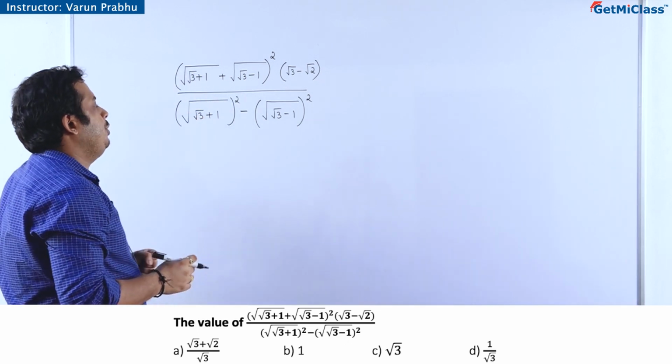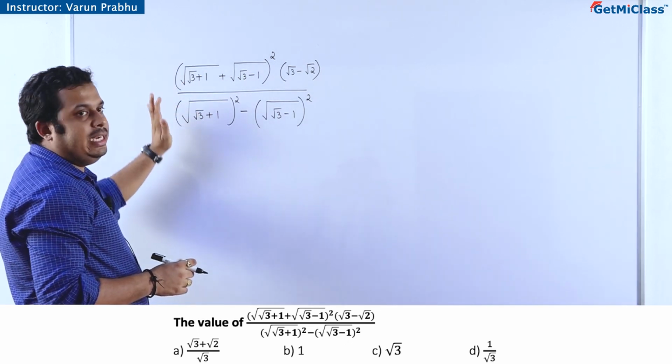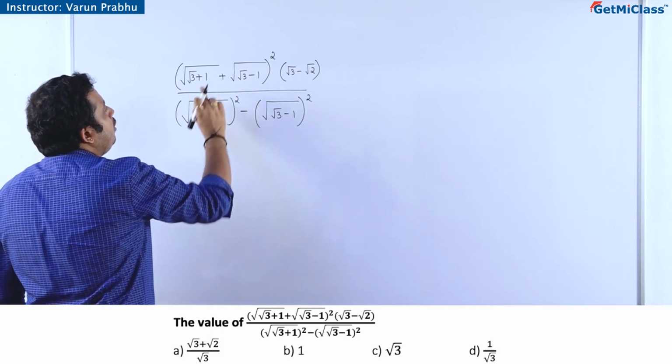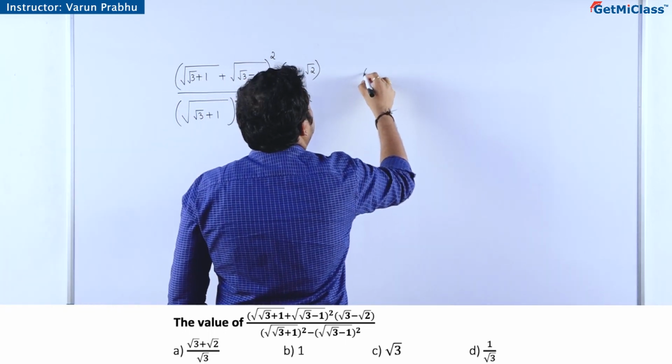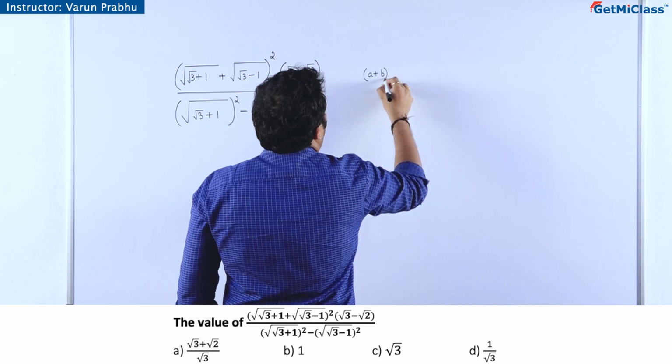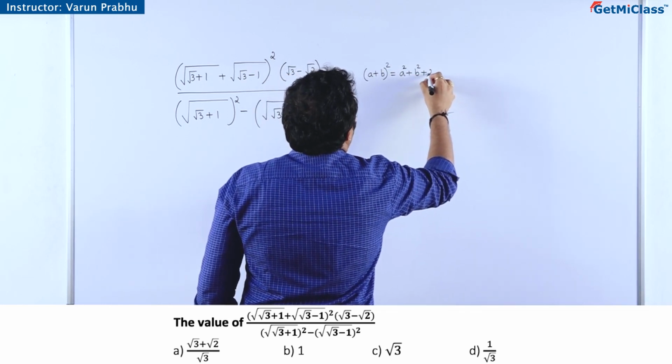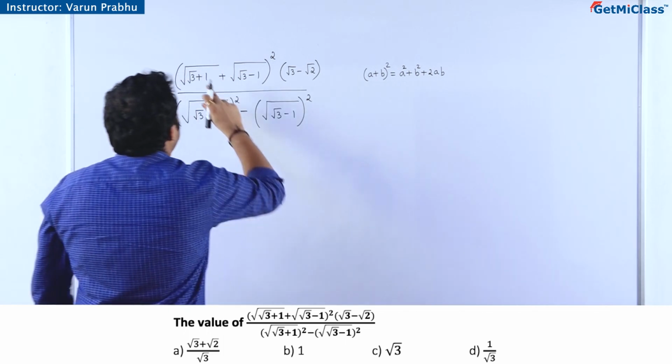If you look at this, it is a question from indices, right? The question is coming from indices. If you carefully look at the first part of the numerator, it is in the form (a plus b) the whole square, which can be written as a square plus b square plus 2ab, right? A square plus b square plus 2ab.